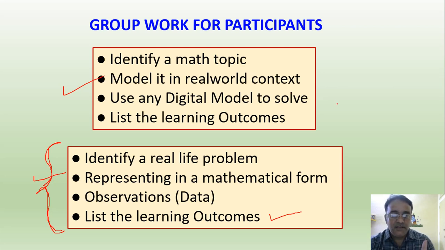And group work is one for each group. How many groups are there? 5 groups. So five mathematical models will be presented, and the 5 best individual works, one from each group, will be presented in the evening session. Okay. So any doubt in this group work or individual work?